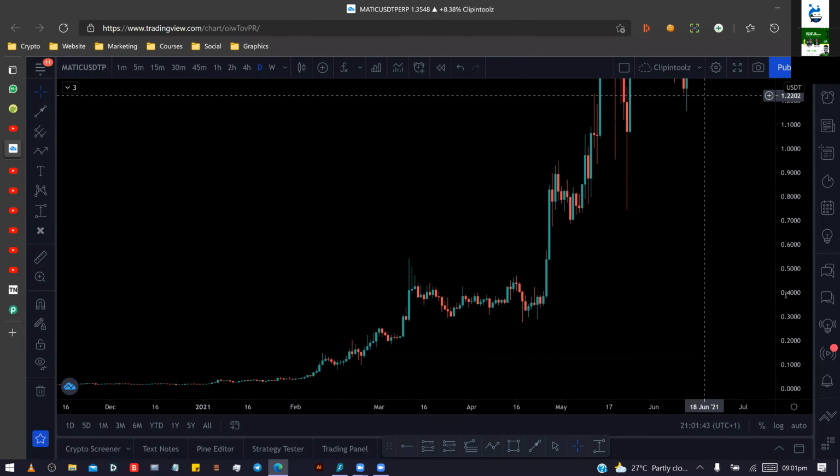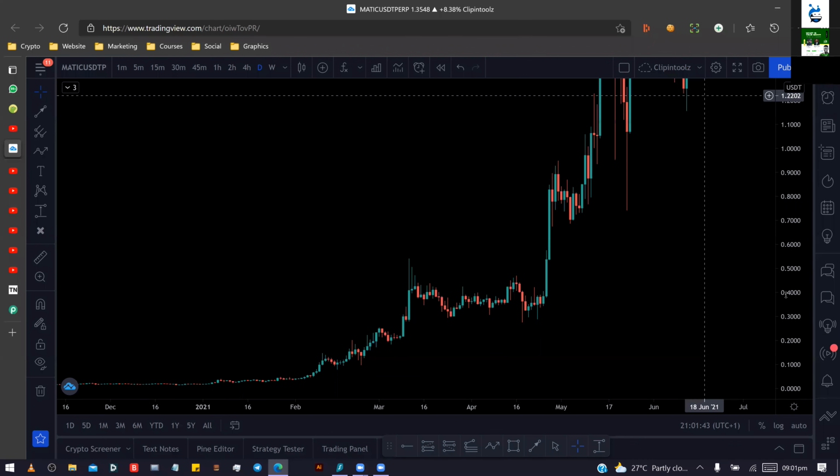You now see that, okay, if Matic fails to break out of this space, it's going to fall back down. You now see that the nearest support is here, because the price came here. This support acted as resistance at this point, and it acted as support at this point. If you go back to the timeline, you can see that this support is valid because it has tested it sometimes. So this is a valid support.